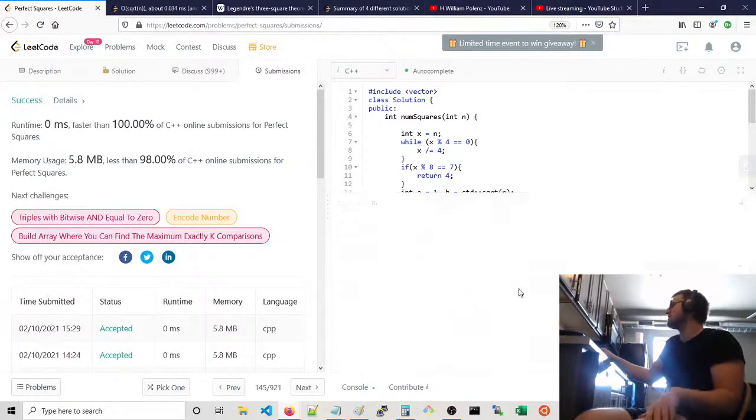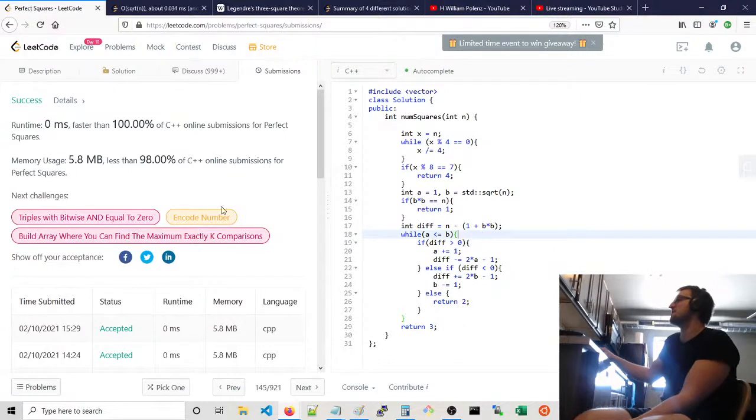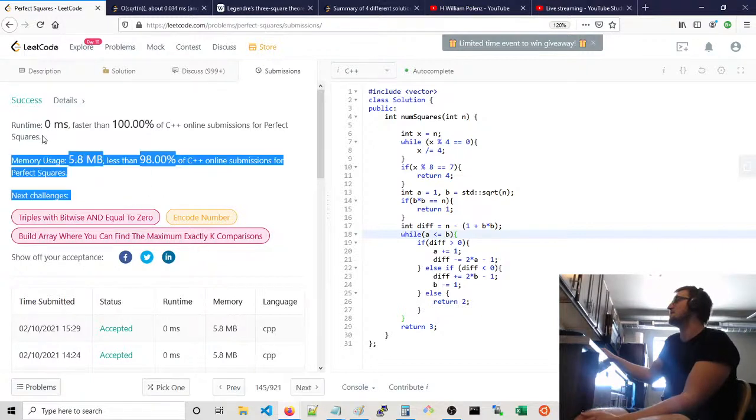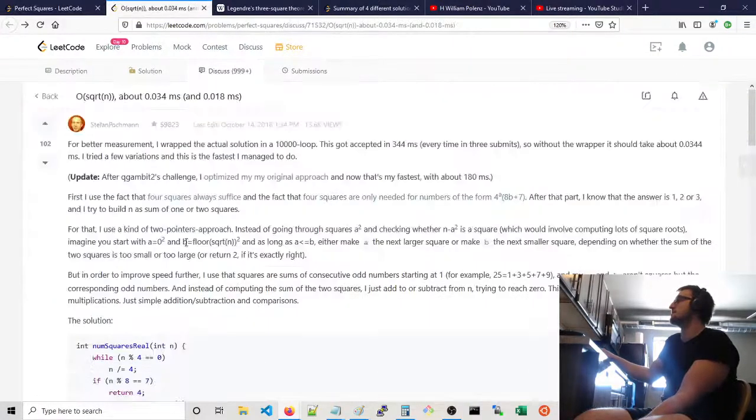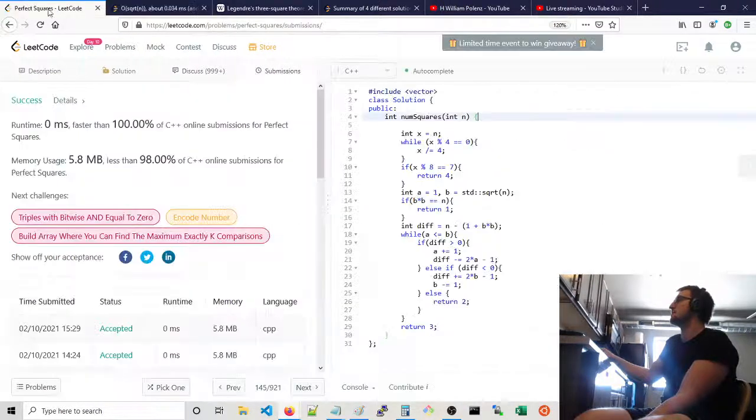There we go. That's super fast. How's that for a runtime and a low amount of memory usage? There we go. That's fast. That is fast. Probably not as fast as Mr. Pachman's here, but pretty quick.